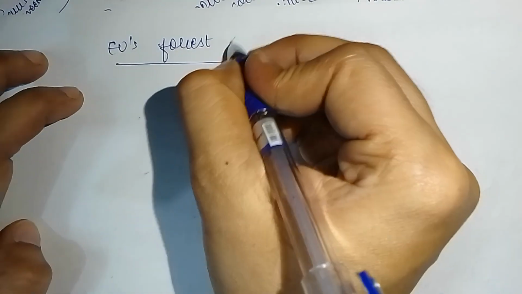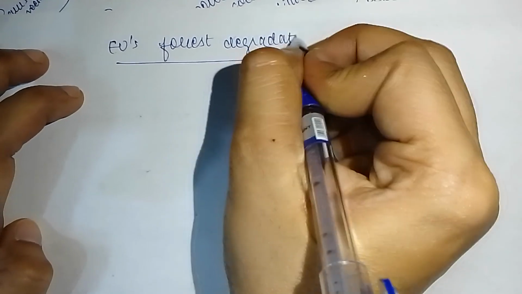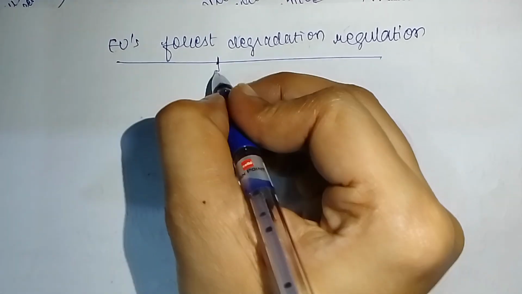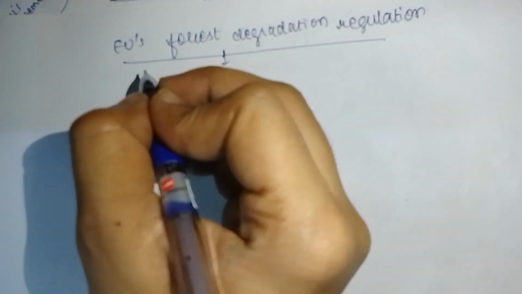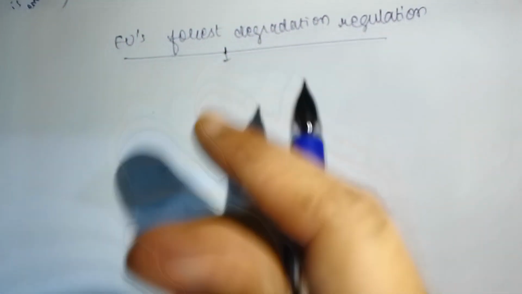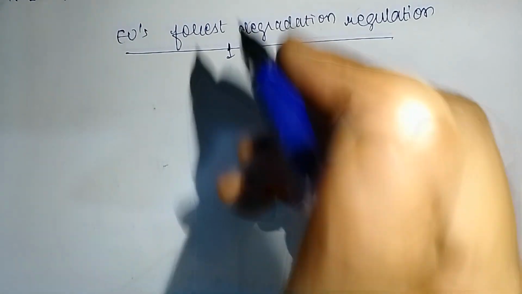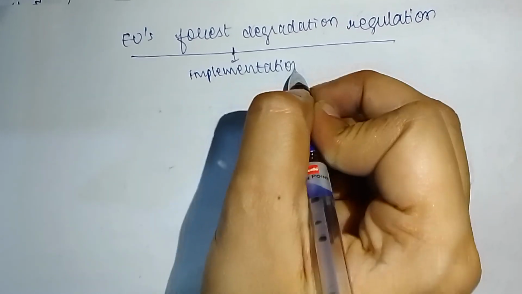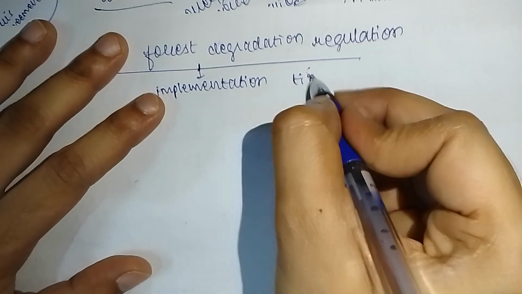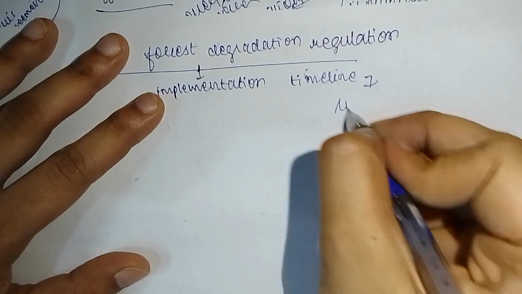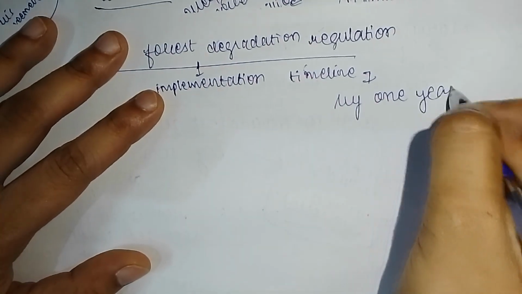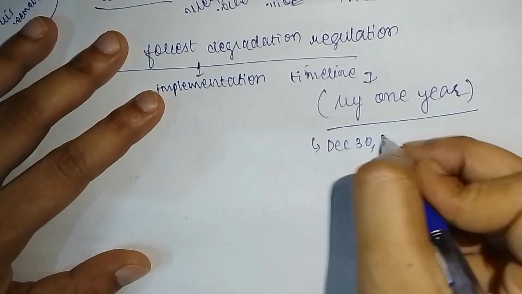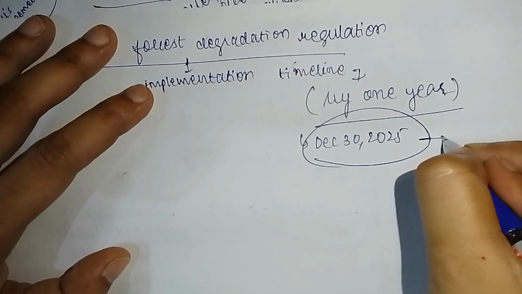So with regards to the EU's forest degradation regulation, within the implementation, the European Commission has proposed to extend the implementation timeline by 1 year. It is supposed to be enforced from December 30th, 2024, but now with the extension of the timeline, it is supposed to be enforced from December 30th, 2025.